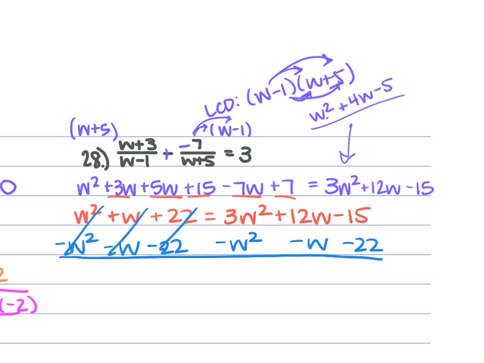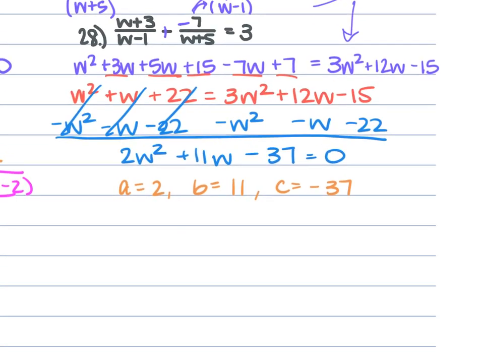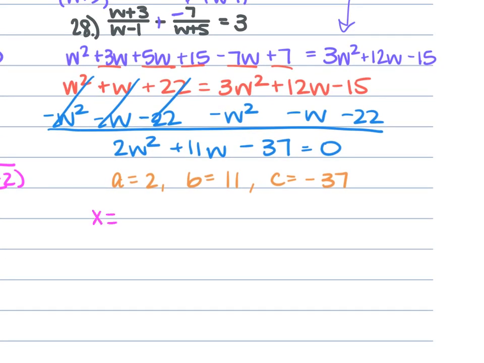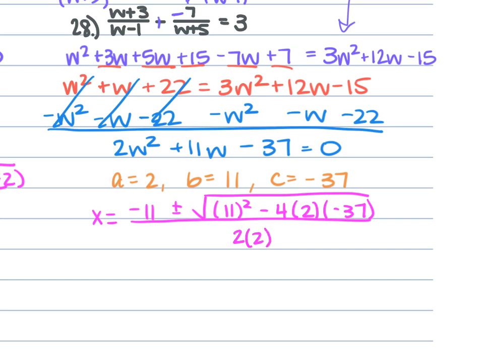So these are all going to cancel. We're going to have 2w squared plus 11w minus 37. All right, so this is going to be equal to 0. So our A is 2, our B is 11, and our C is negative 37. Plugging this in, we're going to have x is equal to negative 11 plus or minus the square root of 11 squared minus 4 times 2 times negative 37 all over 2 times 2.